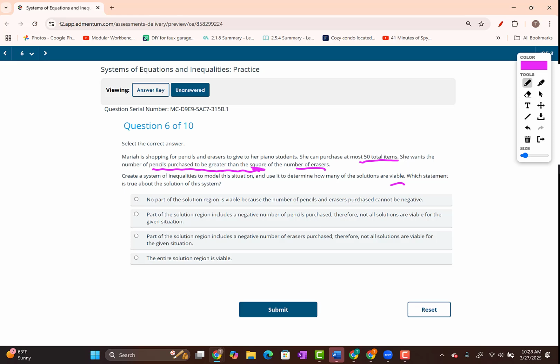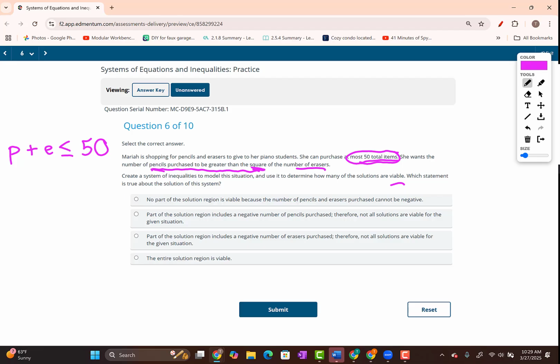So let's come up with our system of inequalities in this problem first. We know that at most, she can purchase 50 total items. Well, what are our items? There are pencils and there are erasers. So pencils plus erasers has to be less than or equal to 50. That's what the words at most mean. It means it could get to 50, but it's never going to exceed 50.